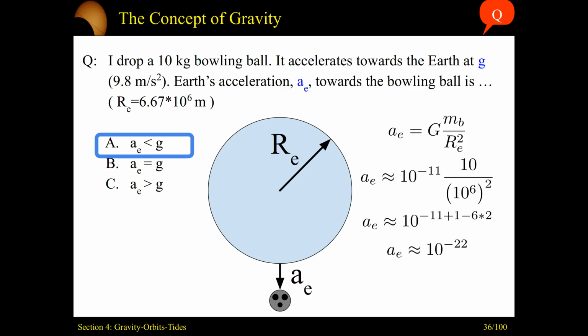I will say that the Earth's acceleration towards the bowling ball is on the order of 10 to the minus 22 meters per second squared. Now, g, the bowling ball's acceleration, is about 10 to the 1 power. So, yes, Earth's acceleration towards the bowling ball is significantly smaller. Way smaller. If Earth accelerated at this rate for 1 second, the distance it moved would be smaller than an atom by 12 orders of magnitude. This is way smaller than we can measure.